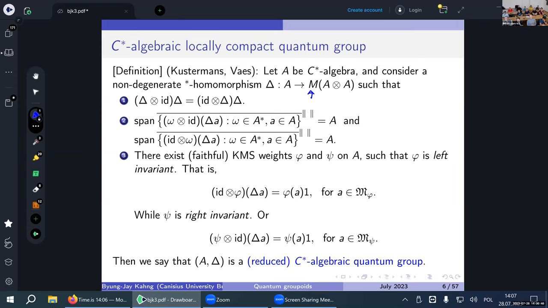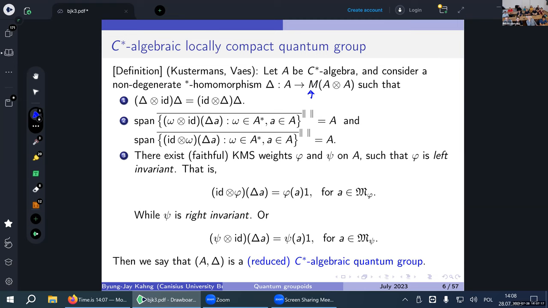But this is something like a locally compact case. So these weights are non-unique. They may be unique up to scalars. Yes, unique up to... You need some normalization condition for the antipode. Yes. The antipode itself is unique because it's an intrinsic property of the group, while fixing those KMS weights, yes.